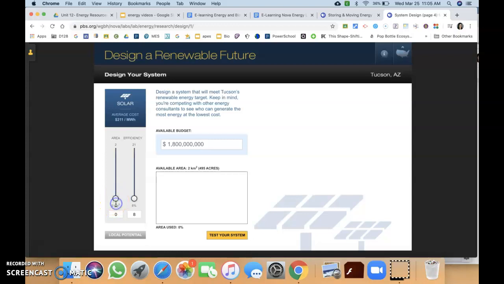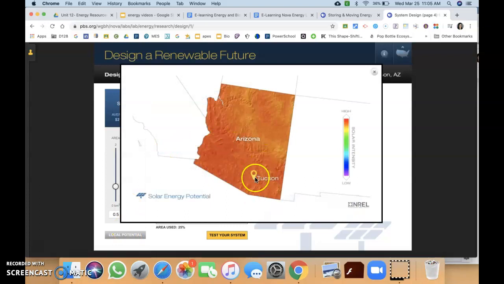If you notice, the only option I have for Tucson is solar. Some of the other cities, you're going to be given several options for geothermal designs. This is the easiest one, so they only gave us one to work with. So I'm going to decide, do I want to have more area or more efficiency with my solar panels? I can also look at local potential. So here's where I am in Tucson. Here's the potential for the solar intensity in that region. So I know that I can capitalize quite a bit on this energy source.